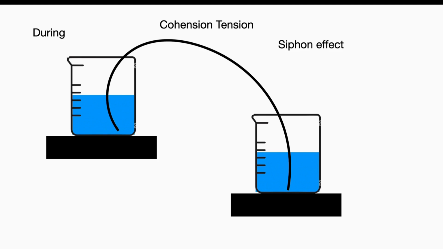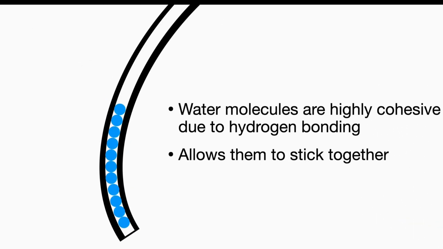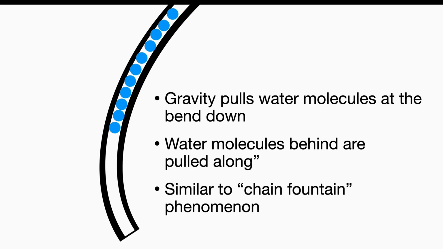Next, we have the cohesion tension theory. Water molecules are very cohesive due to hydrogen bonding. As such, they tend to stick together when placed together. So when water reaches the bend of the tube, gravity starts to pull down the water molecules at the front. Then water molecules behind the falling water are pulled along, similar to the chain fountain phenomenon with Newton's beads. This explanation doesn't involve atmospheric pressure and explains why siphons work in a vacuum.